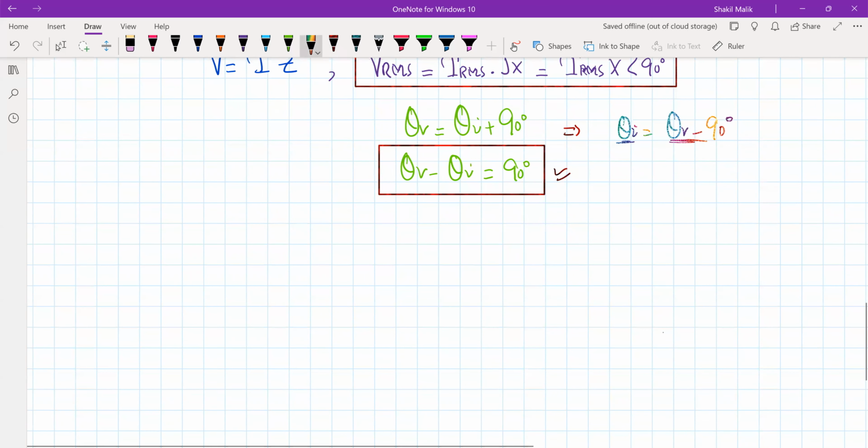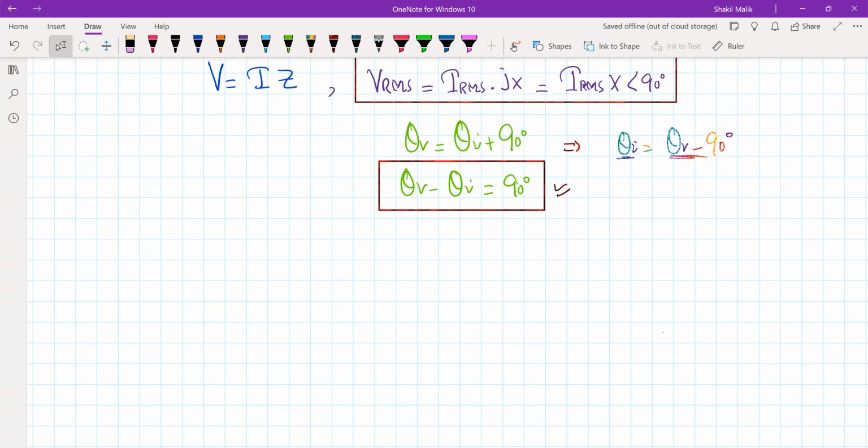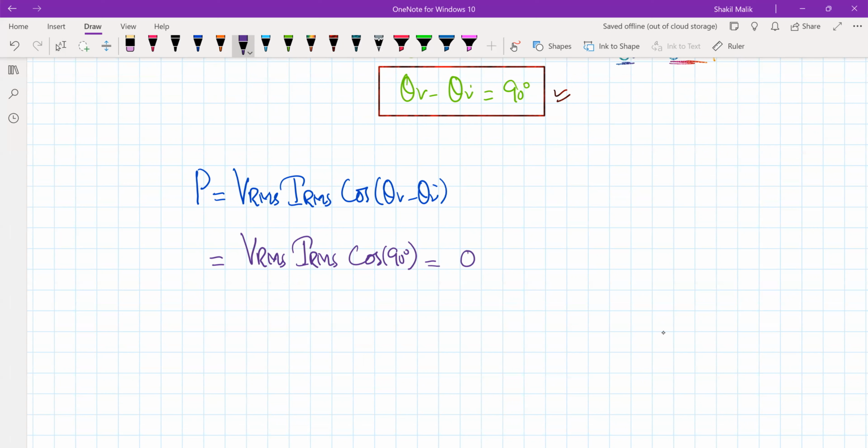Okay, so how do we define P? Now we know theta V minus theta I. If we know VRMS and IRMS, how do we define P for this inductor? From the definition, P is VRMS, IRMS times cosine of (theta V minus theta I). Substituting, we get VRMS, IRMS times cosine of 90 degrees. What is cosine of 90 degrees? Because theta V minus theta I is 90 degrees, cos 90 is 0. So the power absorbed by the inductor is 0.